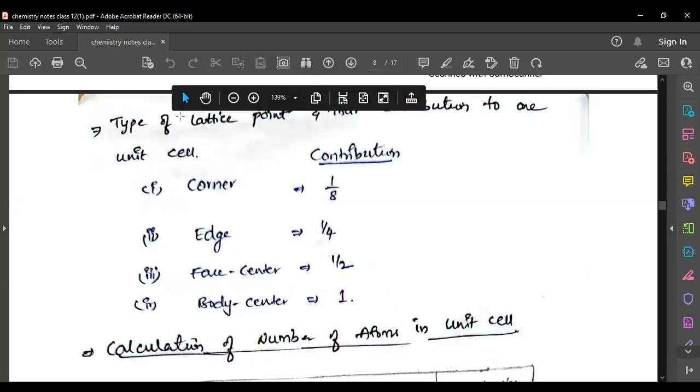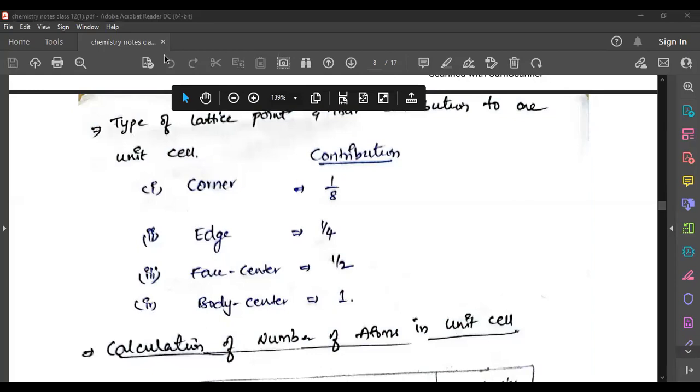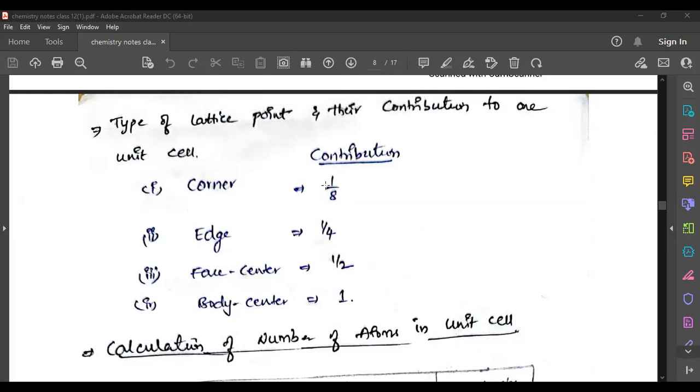Any doubts? No, sir. Okay, if you take the simple cubic cell, how many corners are there? 8, sir. 8 corners. And each atom will contribute how much part at the corner? One by 8, right? So 8 into 1/8, effectively you get only 1 atom from the complete unit cell. So the complete unit cell is made up of only 1 atom.